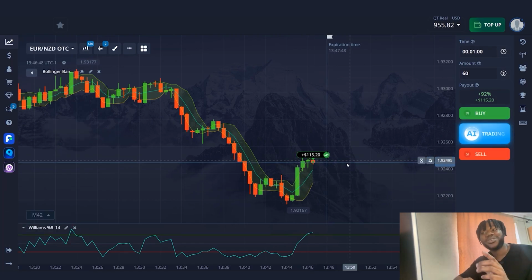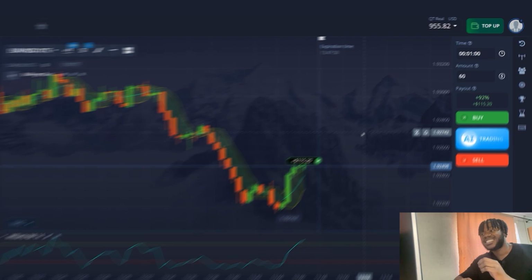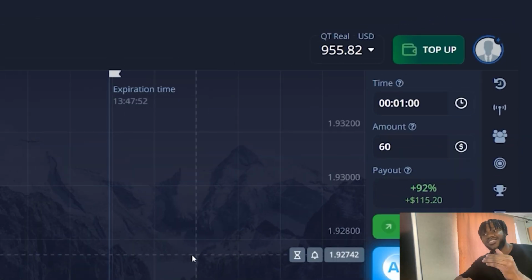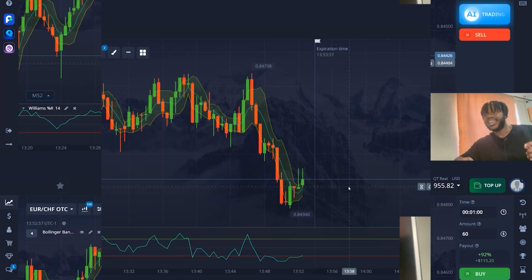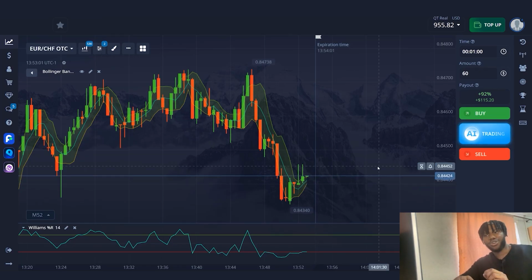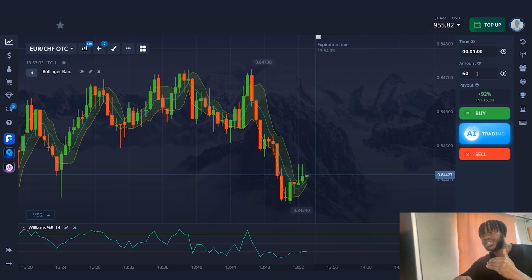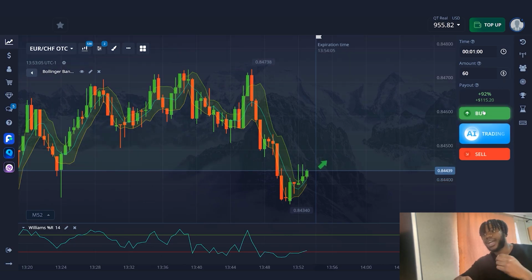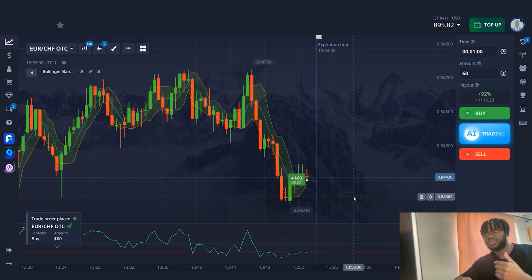Great! The first trade is profitable. My capital is $955. Let's not waste time. We continue to work. Interesting chart. Let's open a trade and analyze the situation in more detail. I will also leave the trade amount at $60. This time I will open a trade to increase the price.